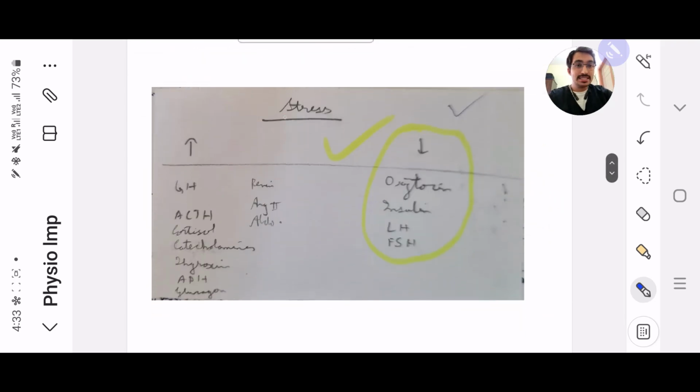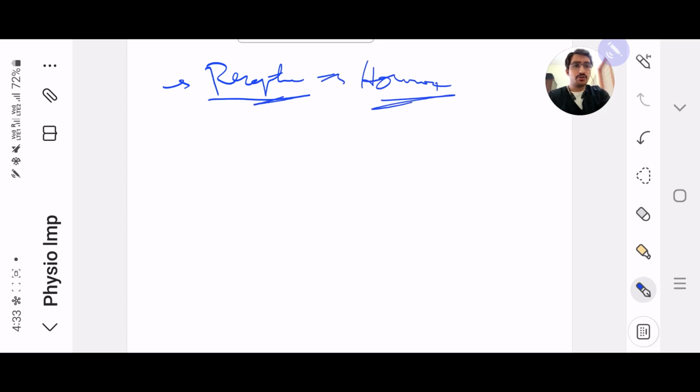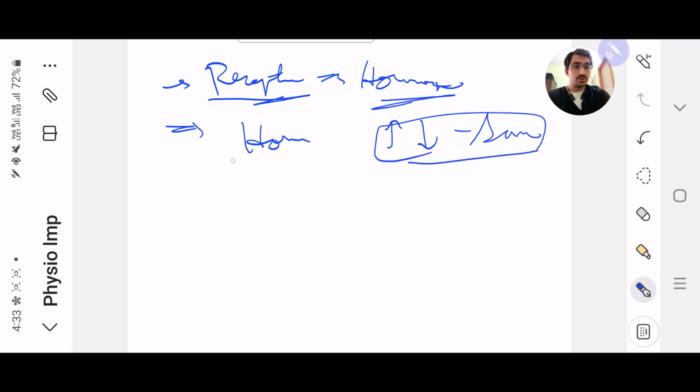Next, the hormones which are increased in stress and which are decreased in stress. Next, what I also want you to read is from endocrine: all the receptors of hormones. Very important, and it's often asked in the form of one-liners. Next, from endo itself, hormonal changes with age, what increases, what decreases, and what remains the same. There's a beautiful chart, so you have to go through that and remember it.